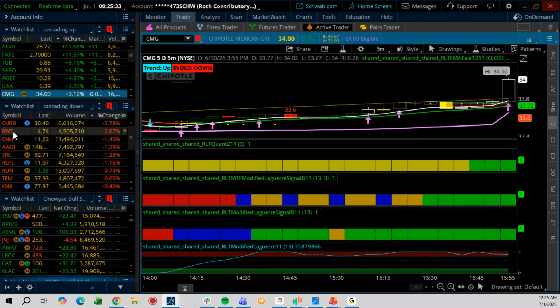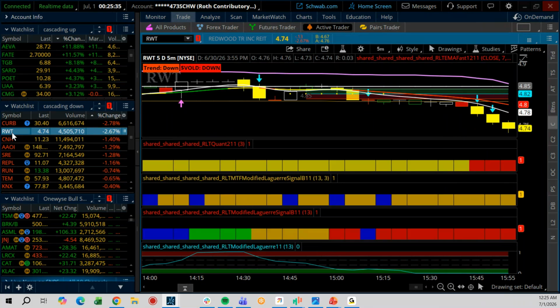All right, and here we have RWT to the downside. Beautiful. This is a 5-minute chart during the middle of the day, and if you catch it right here because it comes up in the scanner, it's a perfect entry for a short.